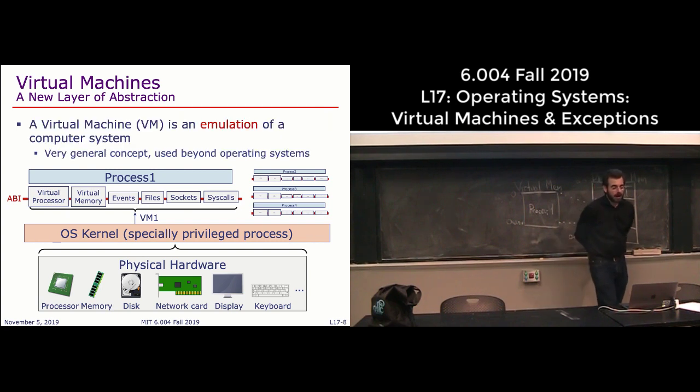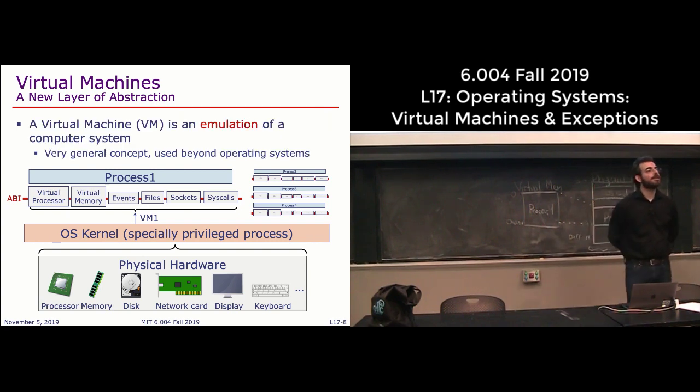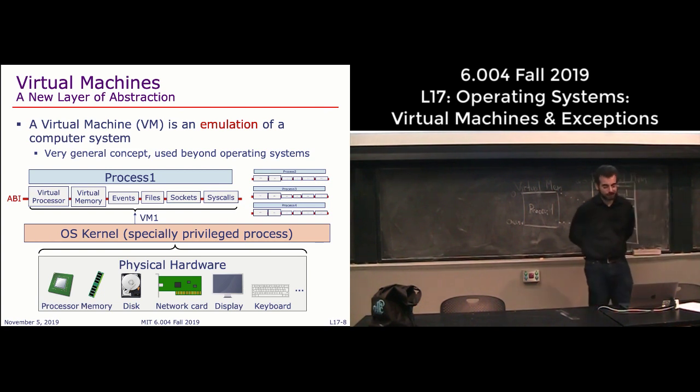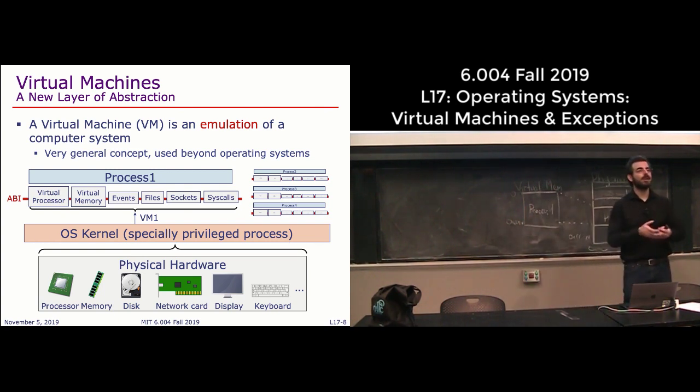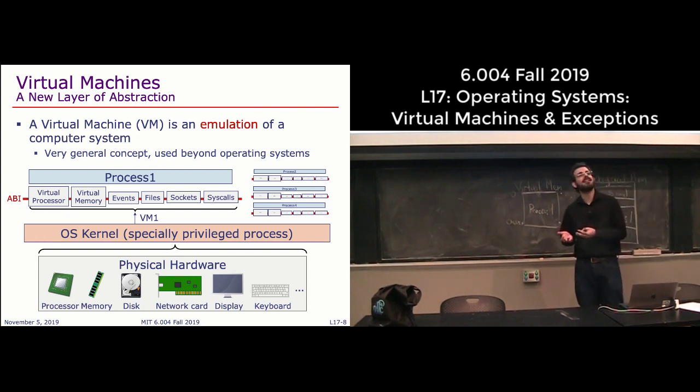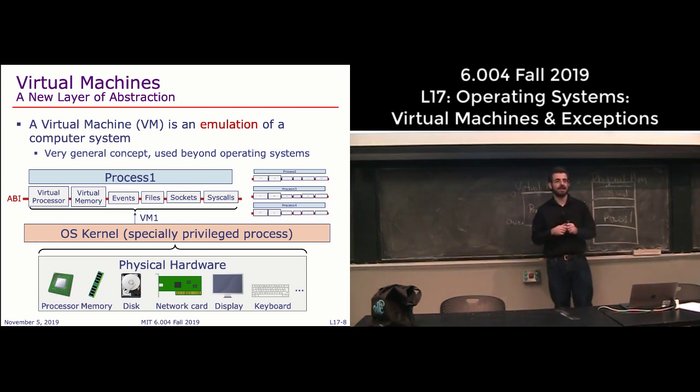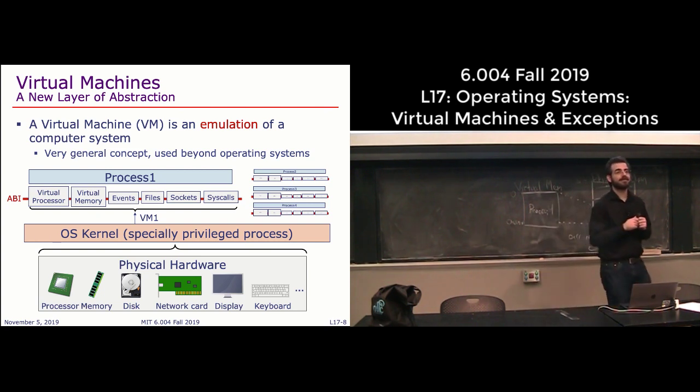Now, virtual machines are a very general concept, so we'll spend a few minutes looking at all the different places where they arise. But generally, we say that a virtual machine is an emulation of a computer system. So what do I mean by that? Every time that you have a process that believes it is running on some machine, but you don't actually have a physical machine implementing that machine. Instead, there's another process underneath that's actually implementing some of that functionality. You have a virtual machine.